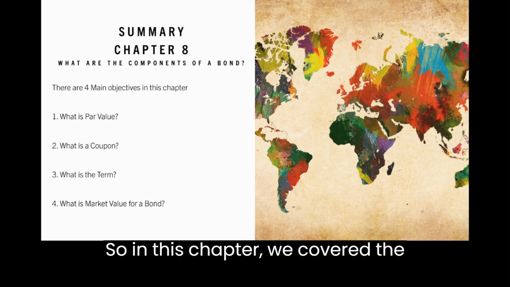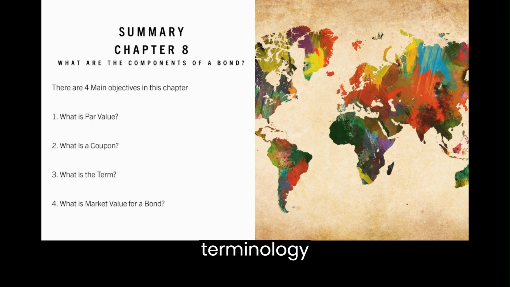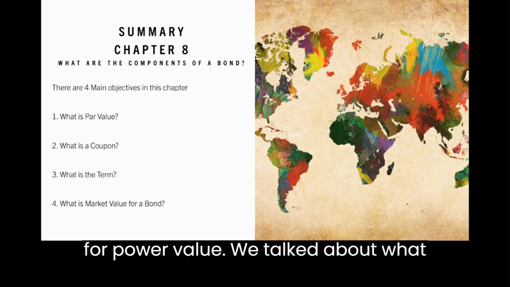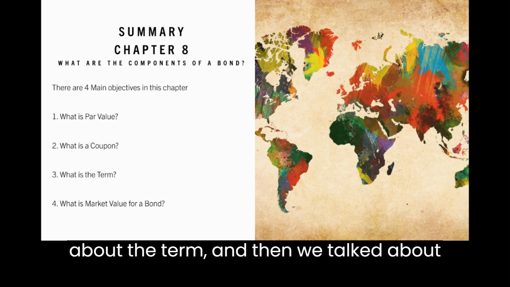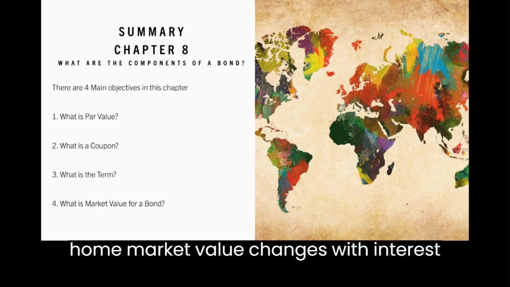So in this chapter, we covered the terminology for par value. We talked about what the coupon rate was. Then we talked about the term. And then we talked about how market value changes with interest rates.